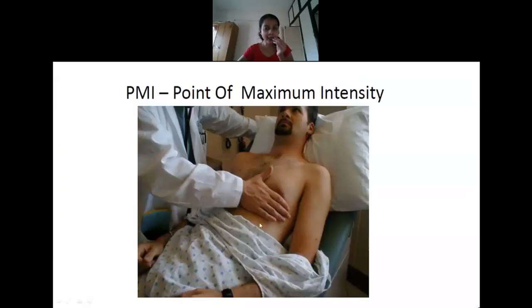Okay, you can see that here the doctor is examining the point of maximum impulse. Already I told you this is the clavicle. If you see an imaginary line in the mid clavicle, this one is your mid clavicular line. This is the point of maximum impulse. Normally you can feel it. You can just place your hand and you can feel it.